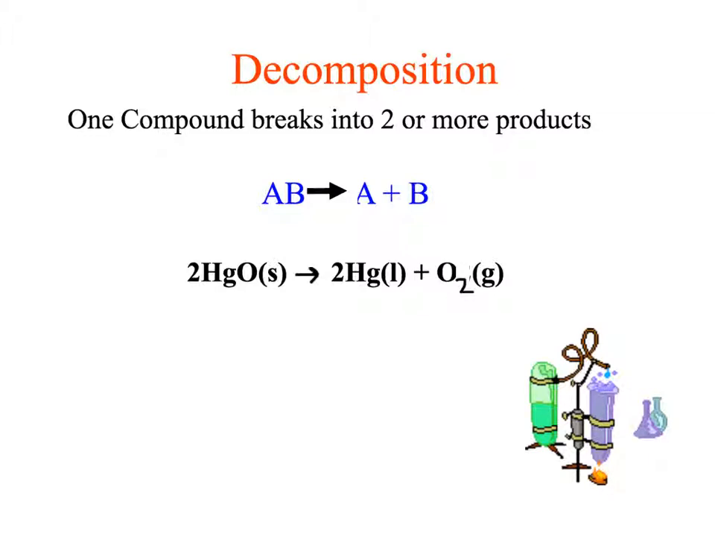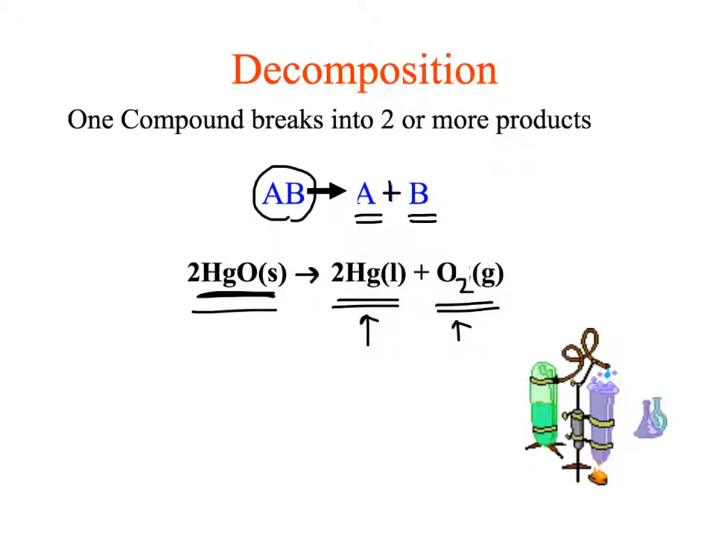Our second type of reaction is called a decomposition reaction, and it's sort of the exact opposite of a synthesis reaction. We have one thing on the left, and it decomposes or breaks down into 2 or more things on the right. And so you'll see here we have our mercury 2 oxide. It breaks into liquid mercury and oxygen gas. One thing on the left, 2 or more on the right.